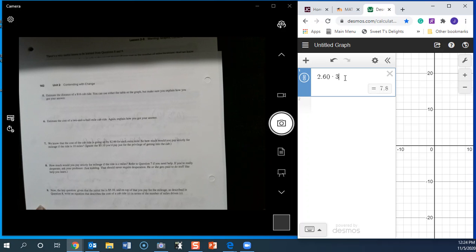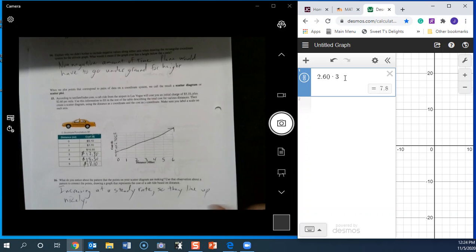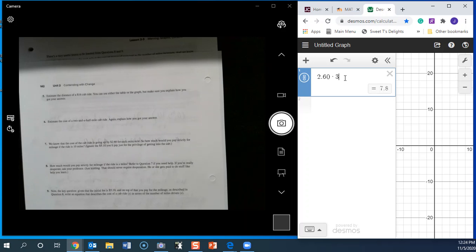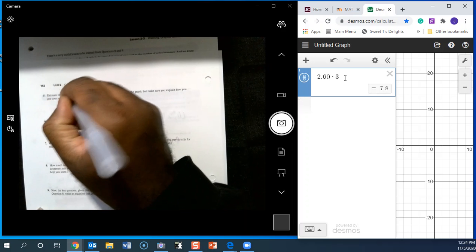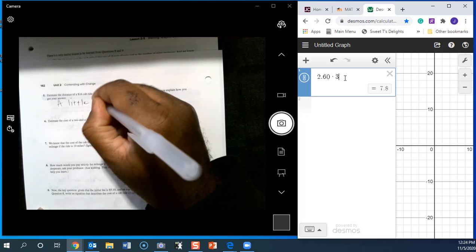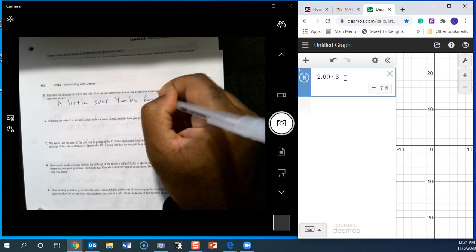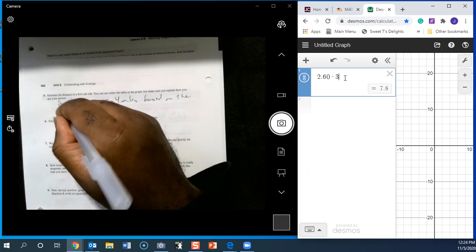Now, if you look back on page 138, and we're looking at the $16 cab ride, if you look here, between 4 and 5 of the table, you got 15.50 to 18.10. So it'd have to be a little bit over 4 miles, and it's based on the table. So it's a little over 4 miles based on the table.